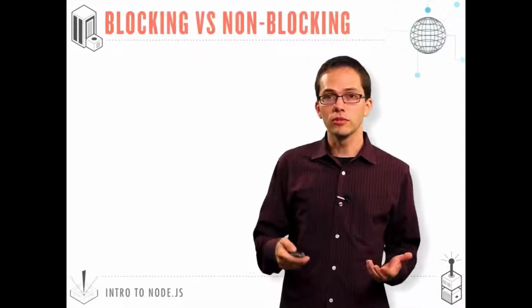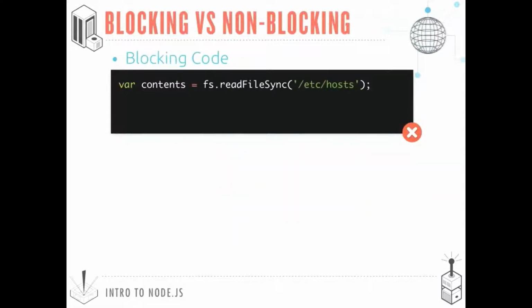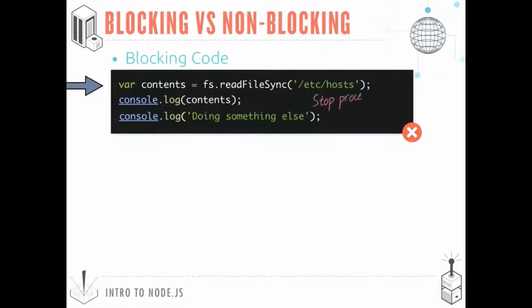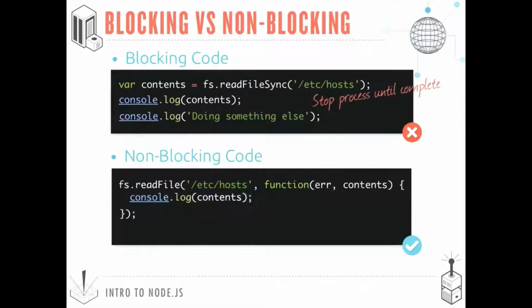So here's actual Node code. First of all, the blocking version of reading the file might look like this, where we're getting all the contents of the file, we're then logging that out, and then doing something else. So obviously, when it's executed, it just runs one at a time. The non-blocking version of this in Node is going to call read file. And look at this. We're actually sending in a function as a second parameter to read file. That's our callback. And when we get the contents, log the contents. And then we can start doing something else.